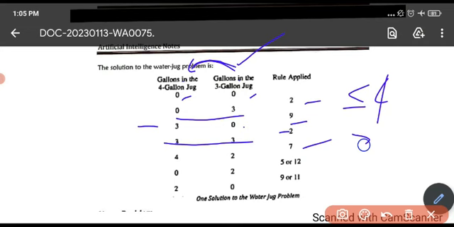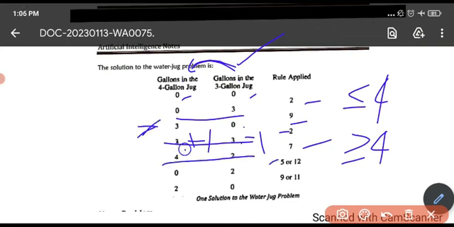With the help of production number 5, we are pouring the water out of this 4 liter jug. So that will be 0, 2. With the help of production number 9 or 11, we are pouring this 2 into the 4 liter jug. So that will be 2, 0. So that is the final state.